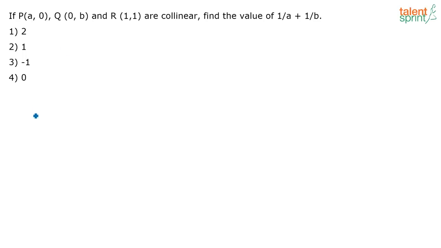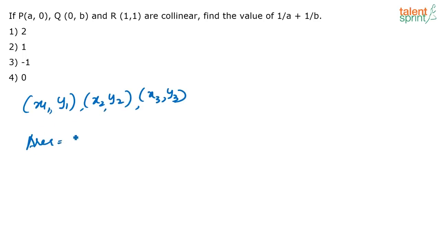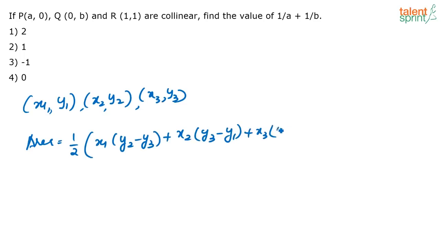If you need to find out the area of a triangle whose coordinates are x1, y1, x2, y2 and x3, y3, the area of the triangle is given by half of x1 into y2 minus y3 plus x2 into y3 minus y1 plus x3 into y1 minus y2. So this is how you find the area of a triangle when you are given 3 points.